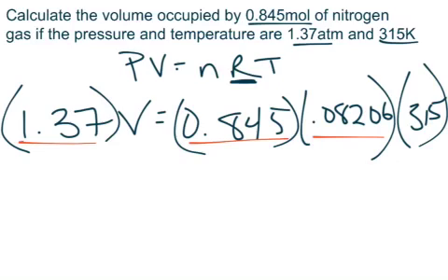Anyway, okay, so we plug in atmospheres, moles. We have the R constant that goes with atmospheres and Kelvin. If we multiply everything on the right and divide by 1.37, our answer will be in liters because that's going to be the unit in the R constant that's left over. And accounting for sig figs, our answer should be 15.9.